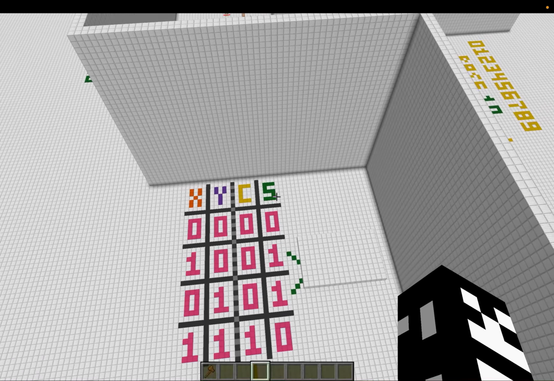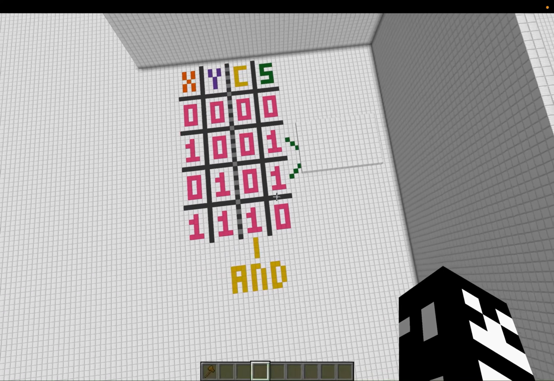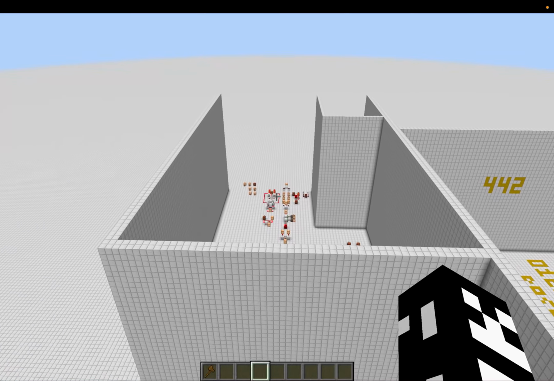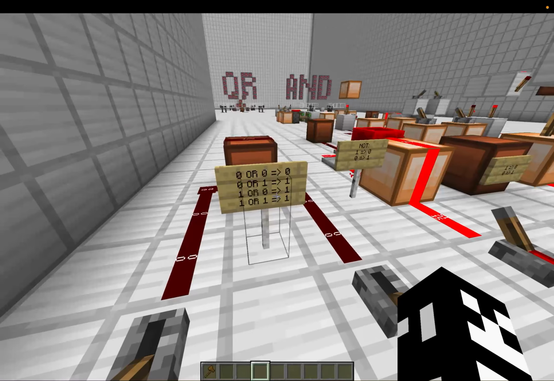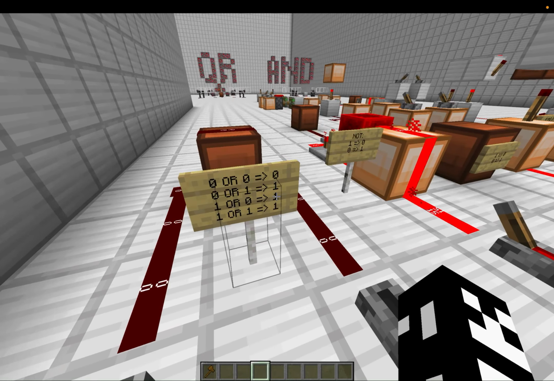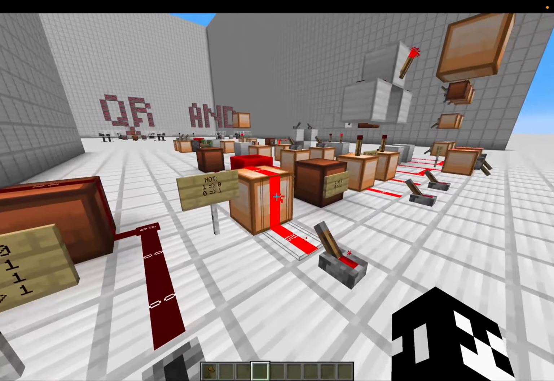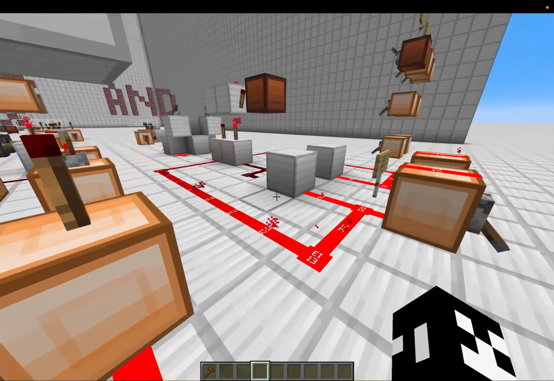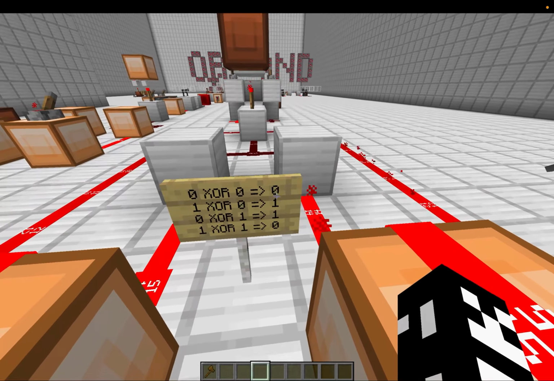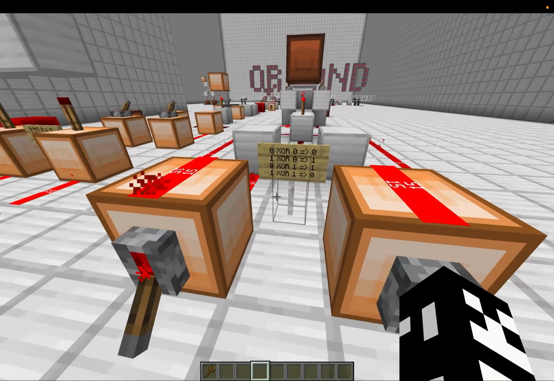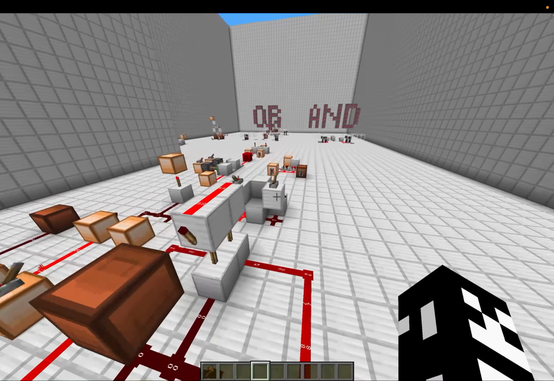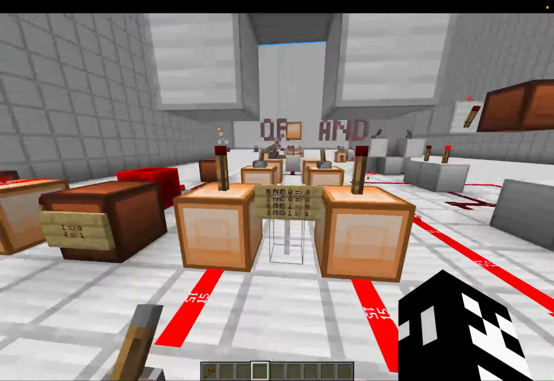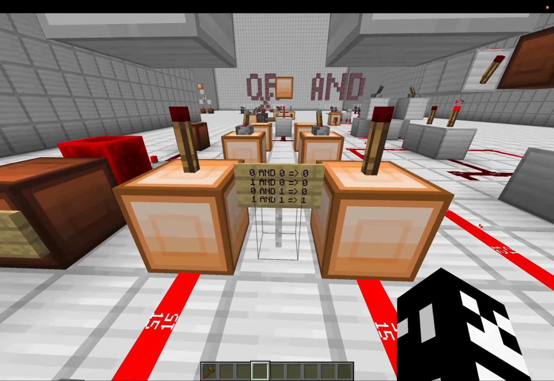What about sum? Which logic gate can represent it? Let's go here and we will analyze it. So we need 0, 1, 1, 0. Is it OR? No. Is it NOT? Of course not. Is it AND? No. Is it XOR? It's 0, 1, 1, 0. It's exactly what we need. So to represent sum, we use XOR logic gate. To represent carryover, we use AND logic gate.